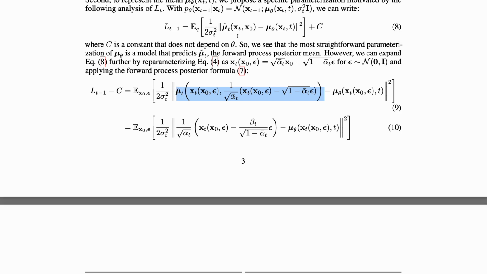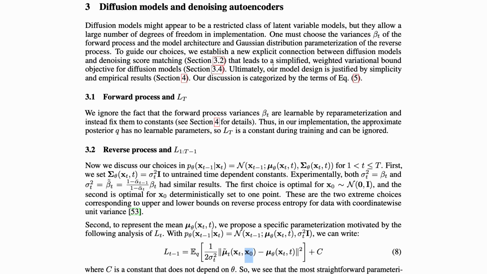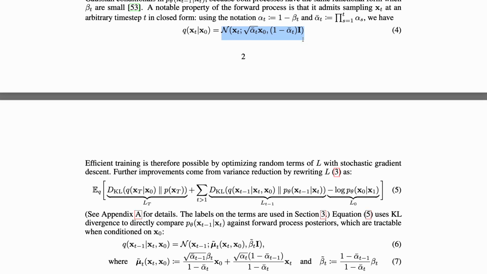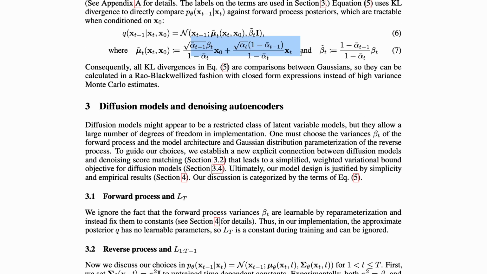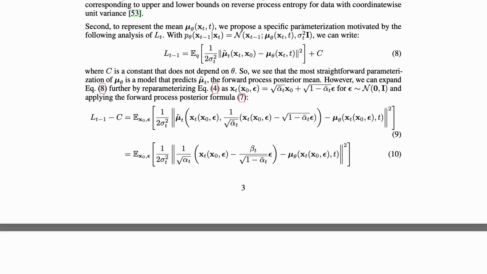Here xt is replaced with xt like this, and x0 is obtained using xt. X0 is obtained using this particular thing. And then we open this up, mu t, using this form. Okay, so we utilized this form and this form to get this part.